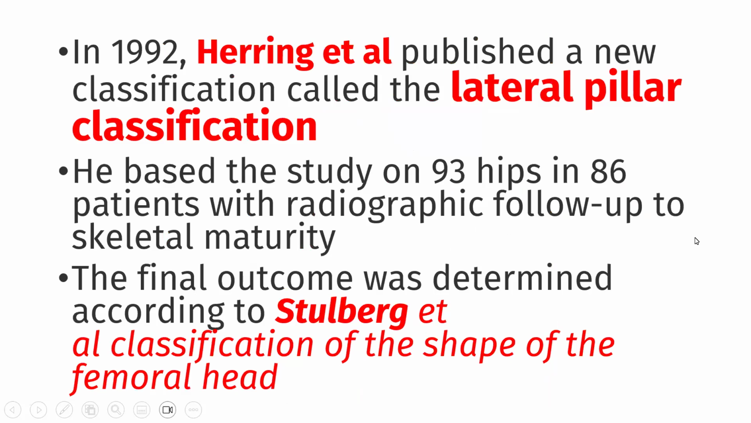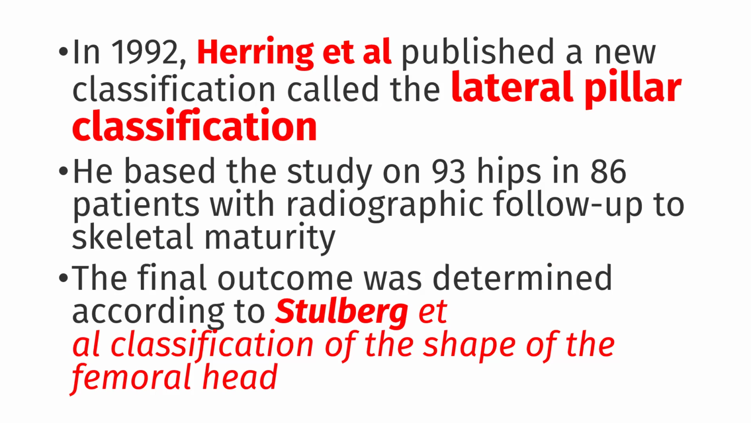In 1992, Herring et al. published a new classification, and he called it the lateral pillar classification. He based the study on 93 hips in 86 patients with radiographic follow-up to skeletal maturity. The final outcome was determined according to Stulberg et al. classification of the final shape of the femoral head.